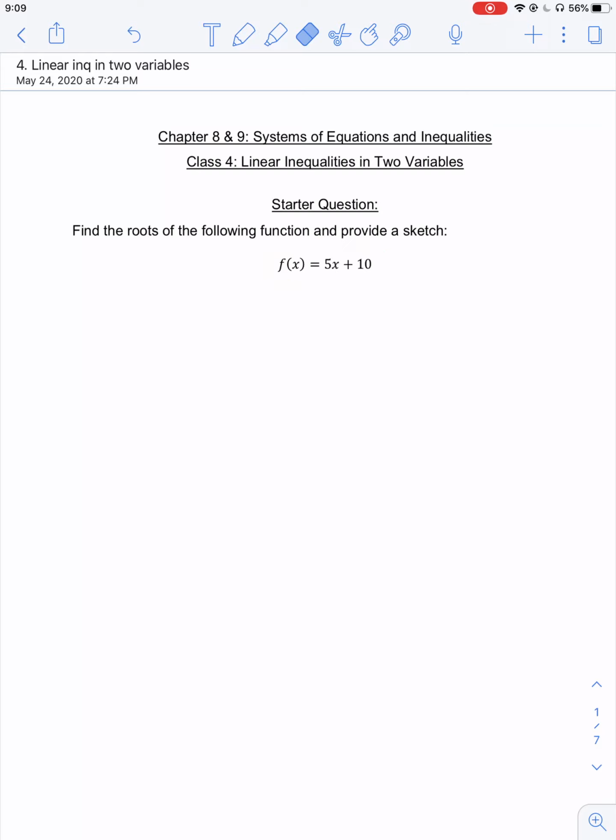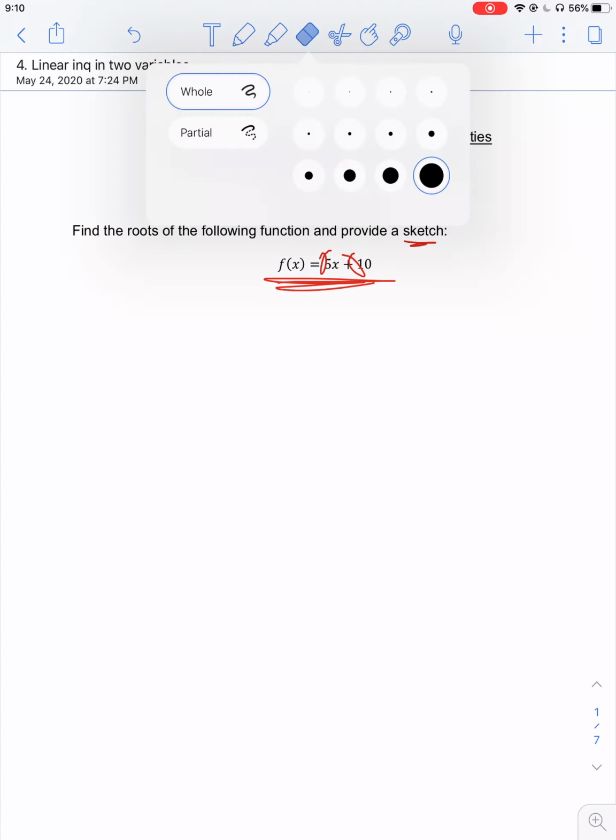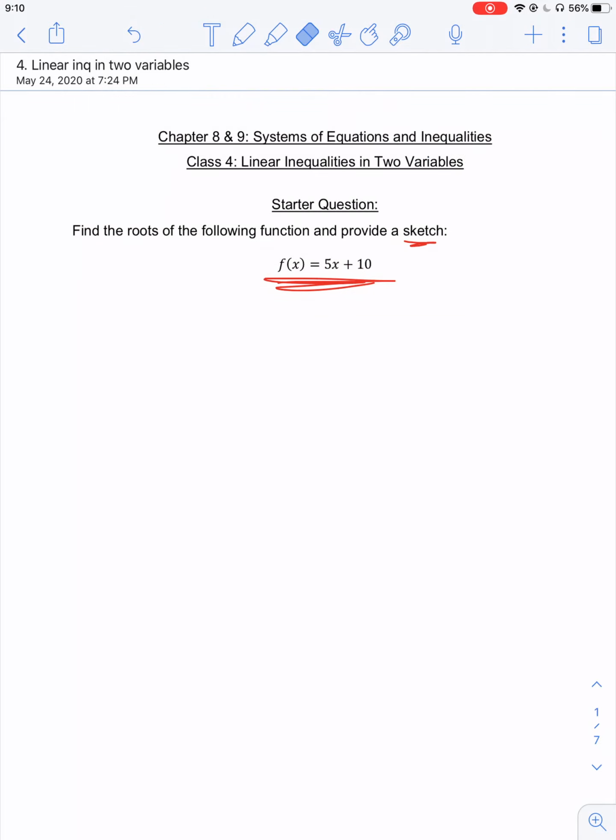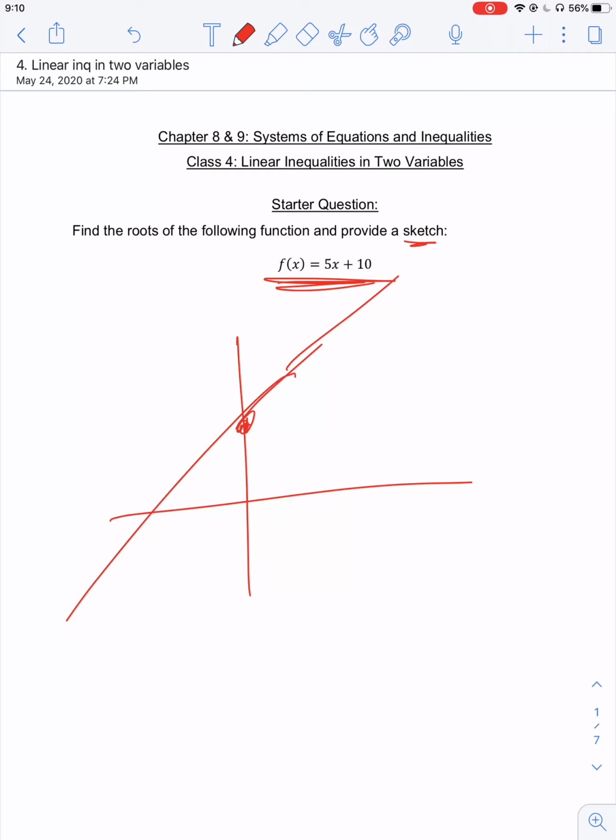Again, it's very easy to graph linear functions, but we're going to have to make our sketch more precise. If I were to quickly sketch this, I know my slope is positive and my y-intercept is 10. So my function would look something like this. My y-intercept is 10, the slope is positive, so it's rising, and I've answered the question.